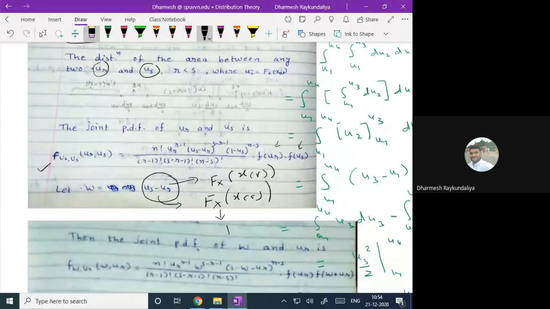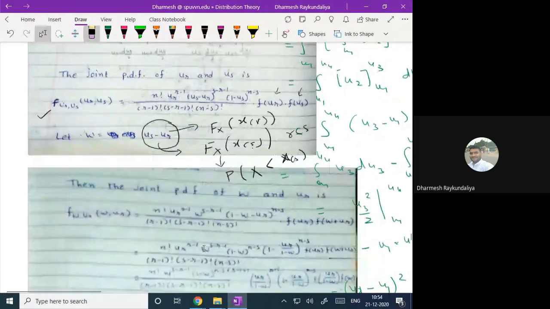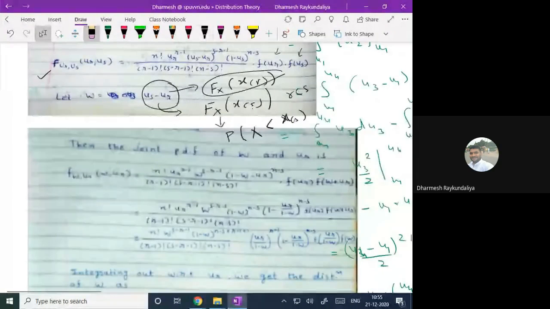F x is nothing but the probability that X is less than or equal to x of s, and we are given that r is less than s. So of course this value is smaller than this, so the probability is also smaller than this, so of course you can subtract. I'm interested to find out w, the distribution of w.